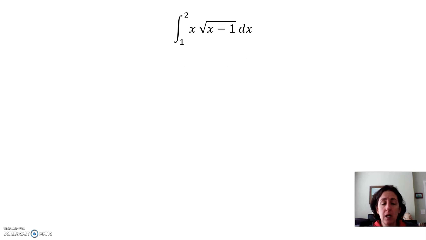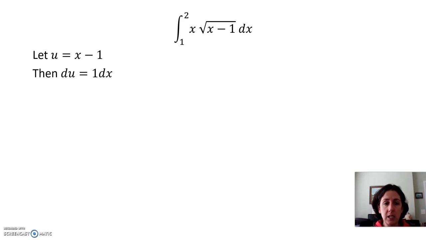Let's do another one. The definite integral from 1 to 2 of x times the square root of x minus 1. We know what we want to do is try to pick u to be what's underneath the radical, so we'll let u be x minus 1. So then du is going to be 1 dx. That leaves us with this extra x right here.